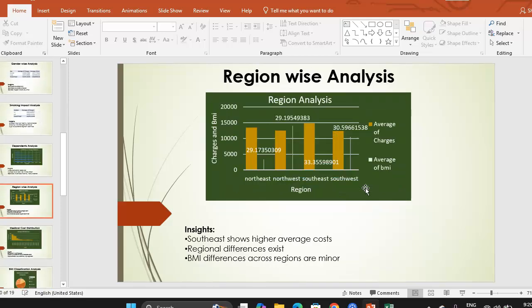Then the region-wise analysis. This analysis compares medical charges and BMI across different regions. The 4 regions include Northeast, Northwest, Southeast, Southwest. The Southeast region shows relatively higher average medical charges. However, BMI differences across regions are relatively small. Regional variation exists, but it is not as influential as smoking status. This indicates that geographical location contributes to cost differences, but lifestyle factors remain more important.